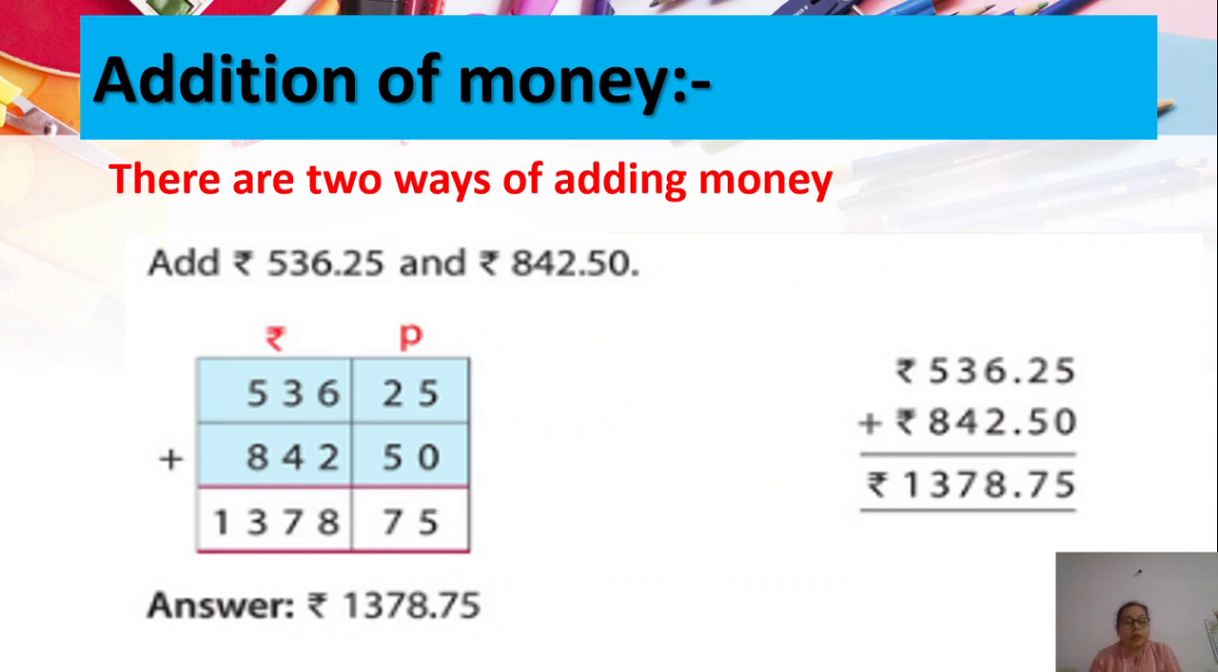Now the next topic is addition of money. How can we add money? There are two ways to do the addition of money. Like I have just explained here, a question says add rupees 536.25 and rupees 842.50. So you can write the addition in two ways.